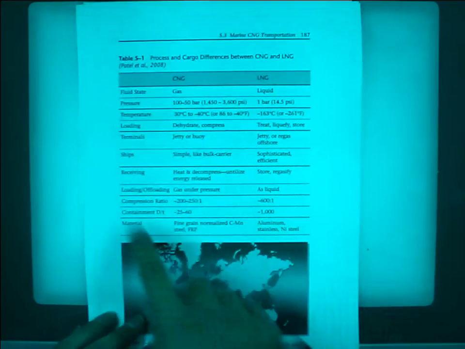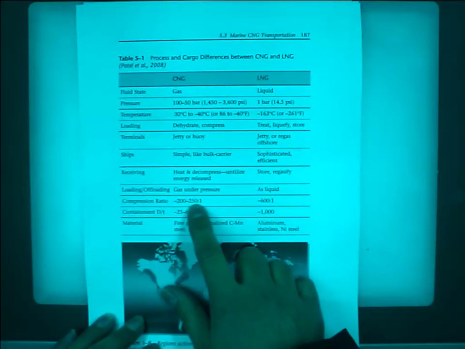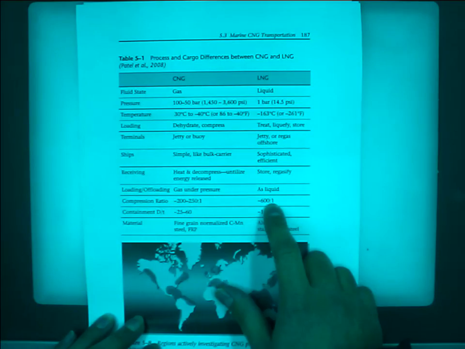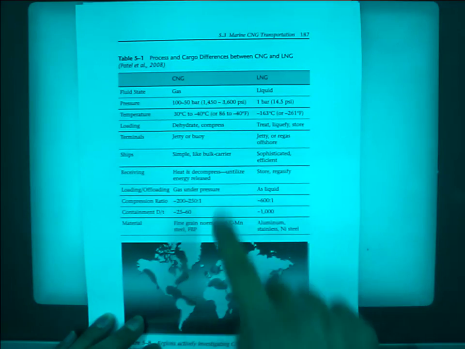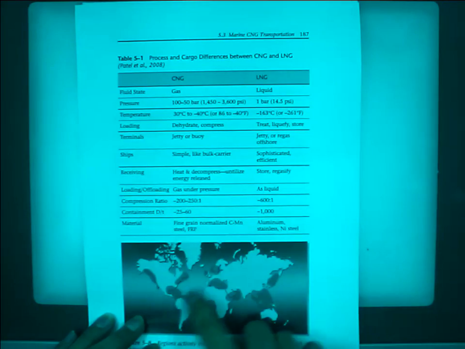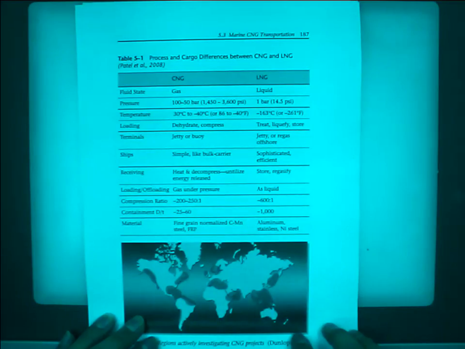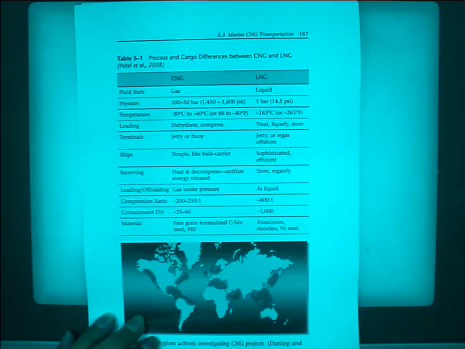So in this case we can see the compression ratio. Normally if we transport it as a gas, it will be a lower compression ratio than if it is transported as a liquid, right? So we're not going to see this type of transportation, but we will see how we understand the compression and how we can calculate the properties of the fluid according to the compression work that we are providing into the system.